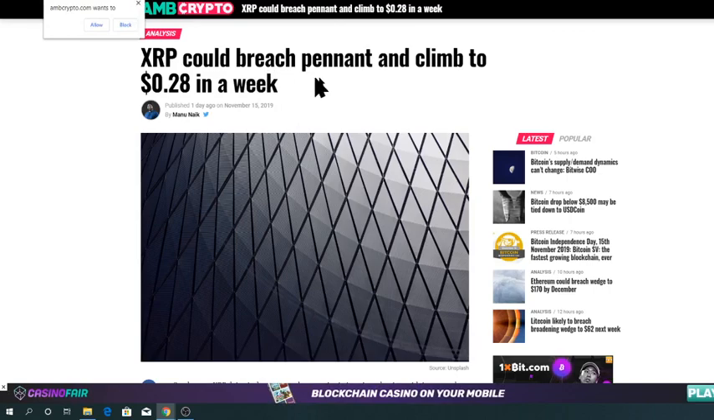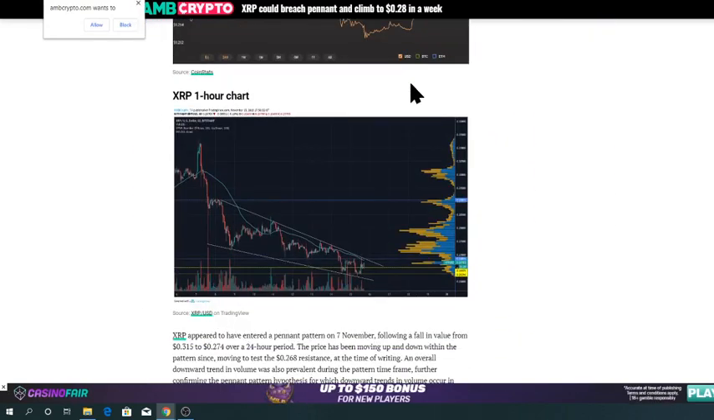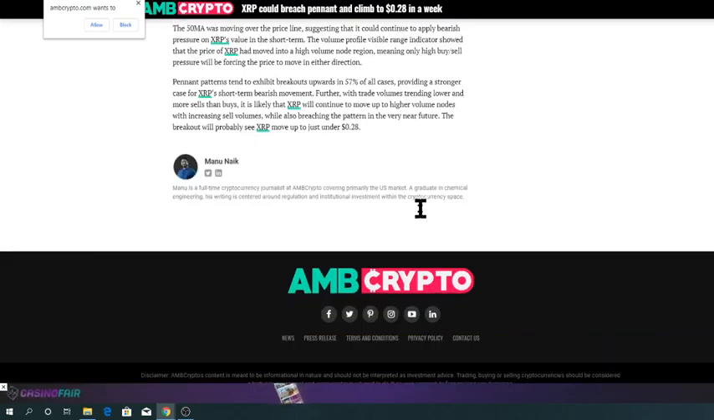Now XRP could breach pennant and climb to 0.28 in a week. Now that's positive news. Still I feel a bit funny about this particular title, at least, because when XRP pumps, it pumps like 20-30%. It's not like it will only go 5%, 10%, right? Anything can happen. This is crypto world.